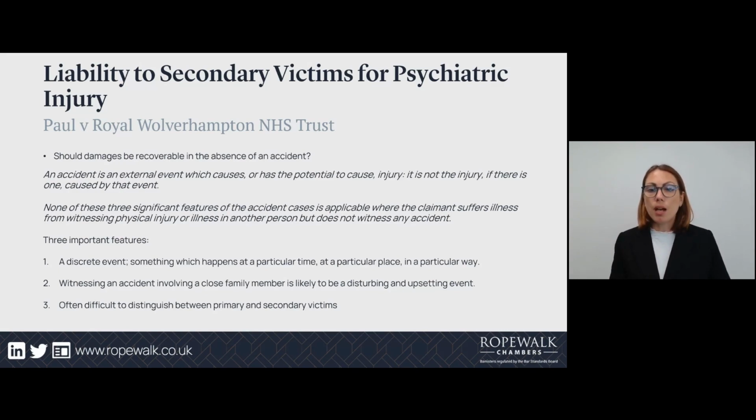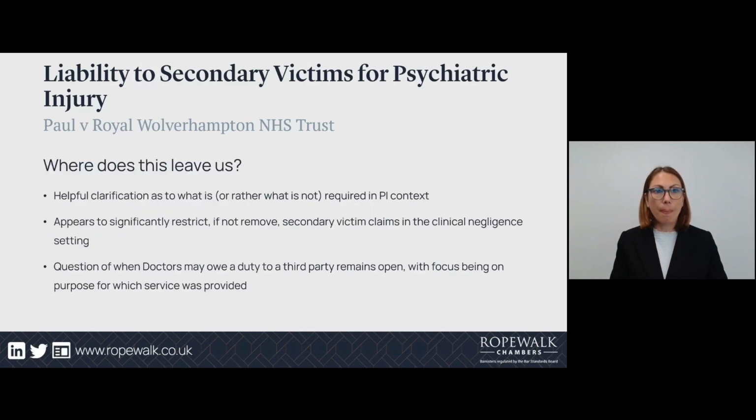The Supreme Court was asked to draw an analogy between the accident cases, McLaughlin, Alcock and Frost, where one is concerned with illness caused by witnessing an accident or its immediate aftermath involving a victim with whom the claimant has a close tie of love and affection, and cases where the claimant does not witness an accident but suffers an illness as a result of witnessing such a person suffering a medical crisis. It was the Supreme Court's view that no such analogy could reasonably be drawn, and thus the claimants were ultimately unsuccessful. So where does this leave us?